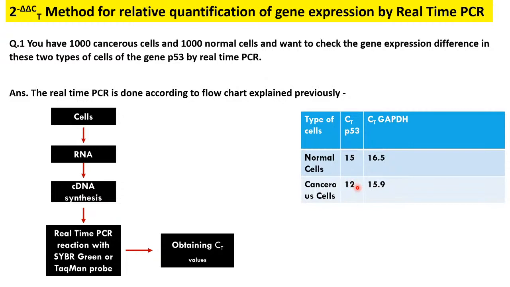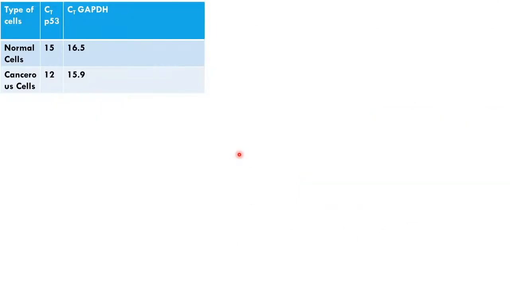But this is not completely true because we have to take the reference gene into consideration. So the reference gene CTs are 16.5 and 15.9. If you look here, the conclusion is that P53 is expressing less in normal because of the high CT value, and high in cancerous cells because of the low CT value. But let's do the calculation. Let's normalize the data and then we'll see.